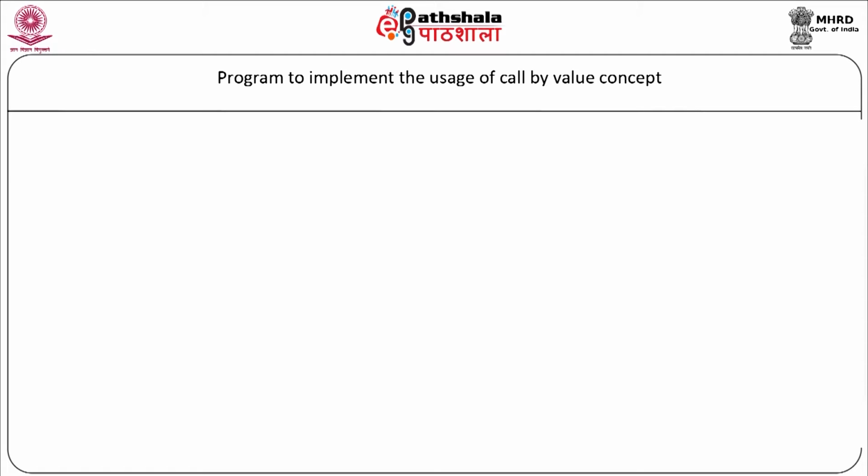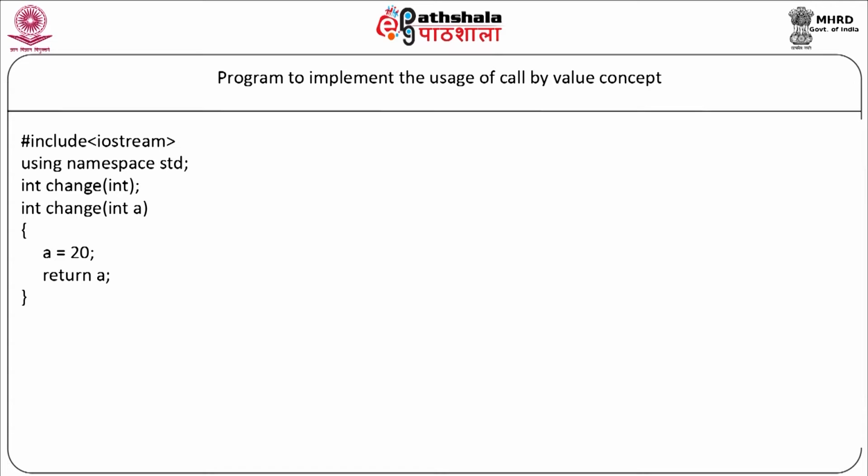We will start with the program #include <iostream>, using namespace std. Now here we will give the function prototype as int change(int); Now we will define the function as int change(int a). We will write the function body as a = 20; return a, and our function will end. Actually there is no need of function declaration, but we have given the function definition as well as the function prototype. Here only the definition will be sufficient, no use of the function prototype.